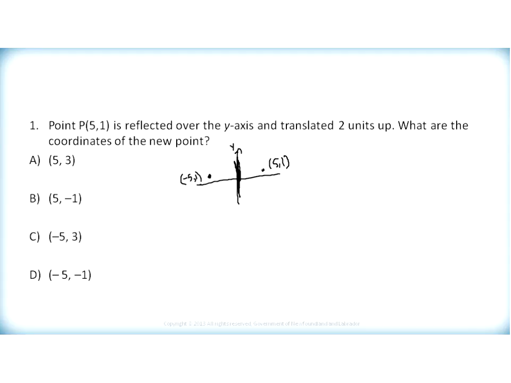Now I'm also going to need to translate 2 units up. So I'm going to take my point (-5, 1), and I'm going to move it up 2 units vertically, which gives me the point (-5, 3). Which means that my answer to this question is going to be C.